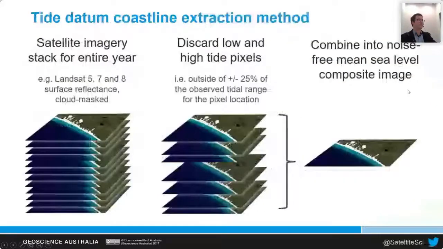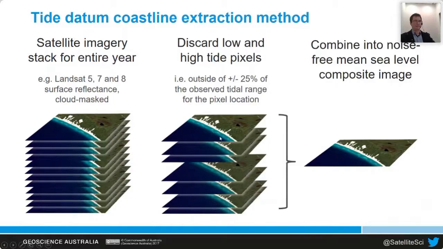So our method for looking at changing coastlines, essentially, we take a whole stack of images, often about 20 to 30 to 40 images per year. We mask out clouds, so we just look at the clear pixels in each image. We then use tide modelling to calculate the tide height for every single pixel in the image. So it's quite a lot of computation behind this. We need to work out for every single pixel what the tide was exactly when each satellite image was taken. And then using that information, we can discard low and high tide images.